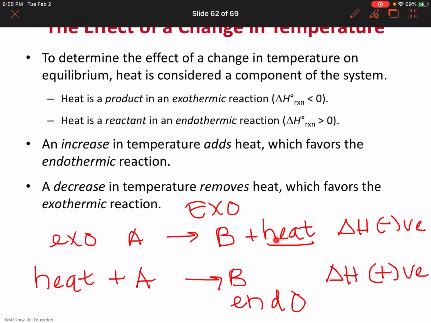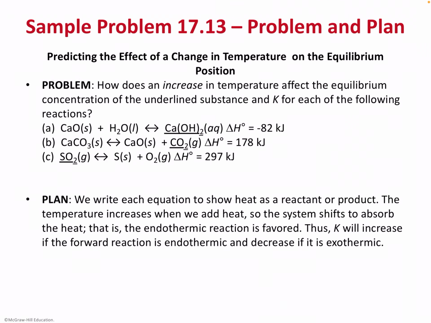Okay, so remember that. How does an increase in temperature affect the equilibrium concentration of the underlined substance and K for each of the following reactions? Now remember, the equilibrium constant K is affected by temperature. So by changing the temperature, the equilibrium constant changes. So how does an increase in temperature affect the equilibrium? Overall we are going to increase the temperature for this system.